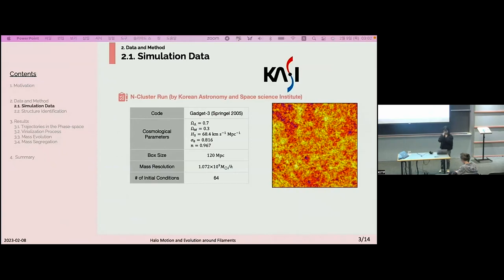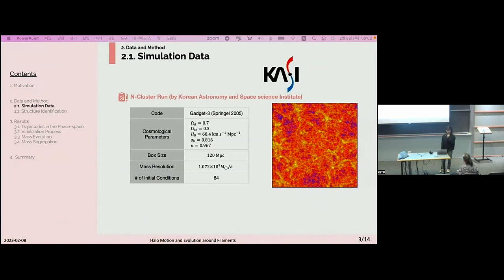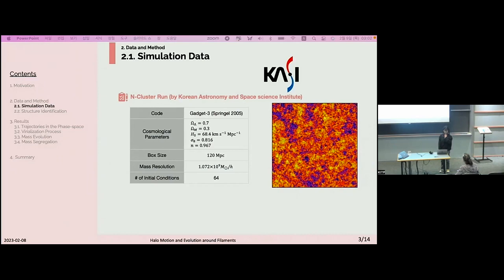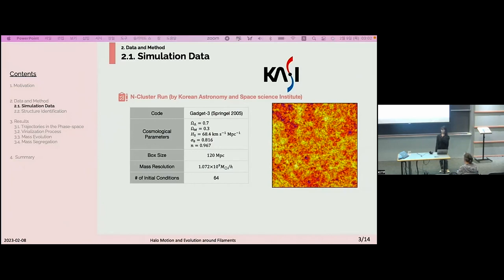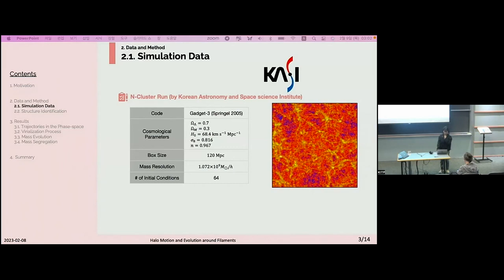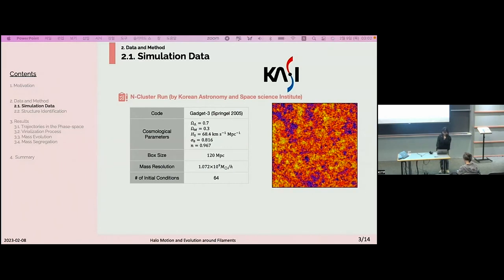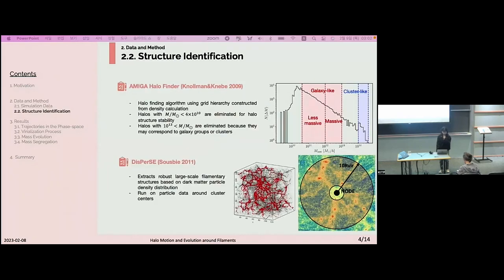In order to do that, I think I have to first elaborate on how I did my calculation. So first is the data set. I used the N-cluster run data run at Kavli. This is a dark matter N-body simulation data with cosmology of Planck 2016. And the details are on the table, so you can see it. And in the data, I found halos using Omega Halo Finder, and the resulting halo mass function is like this.